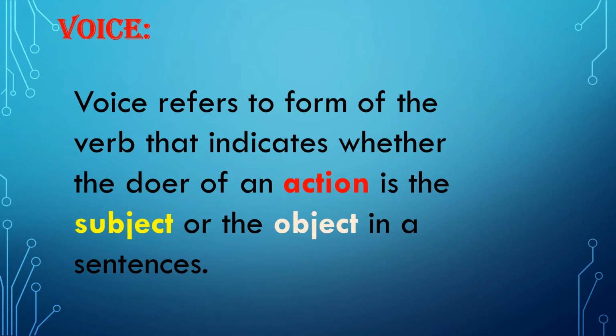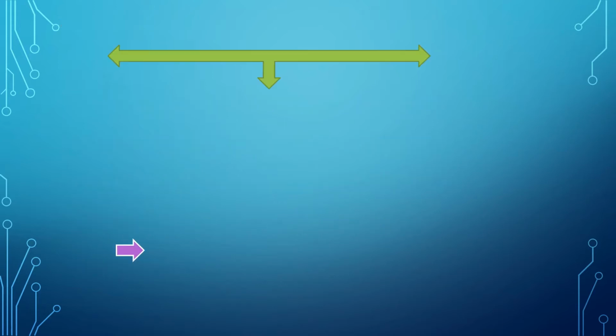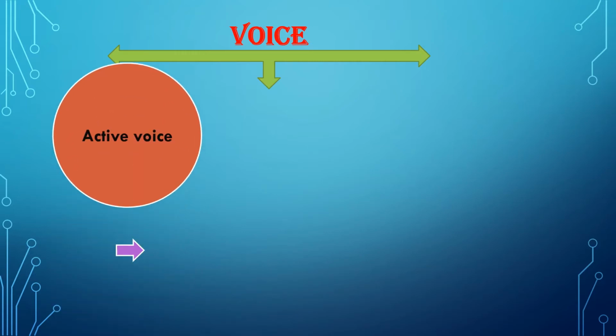Voice. Voice refers to the form of verb that indicates whether the doer of the action is the subject or the object in the sentences. Voice is a form of verb that denotes its relation with subject and or object. Voice is divided into two parts, active voice and passive voice.